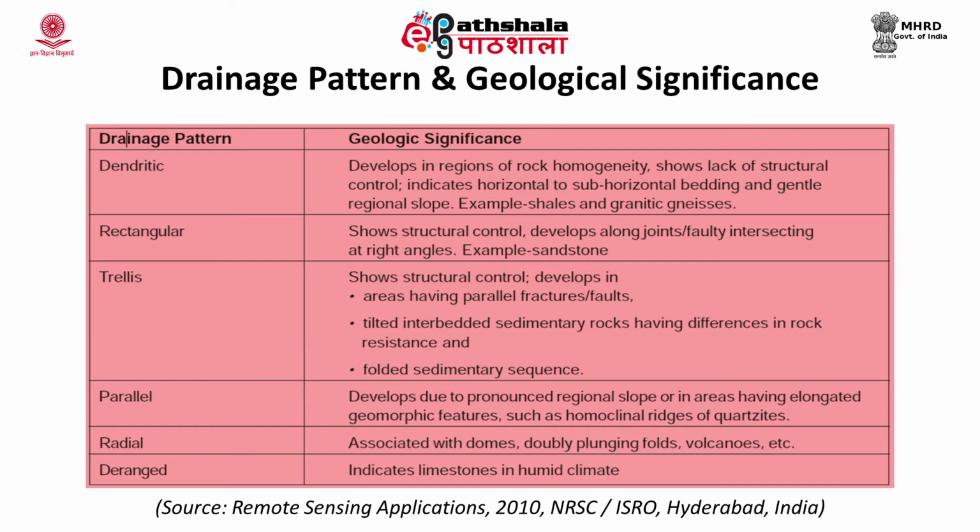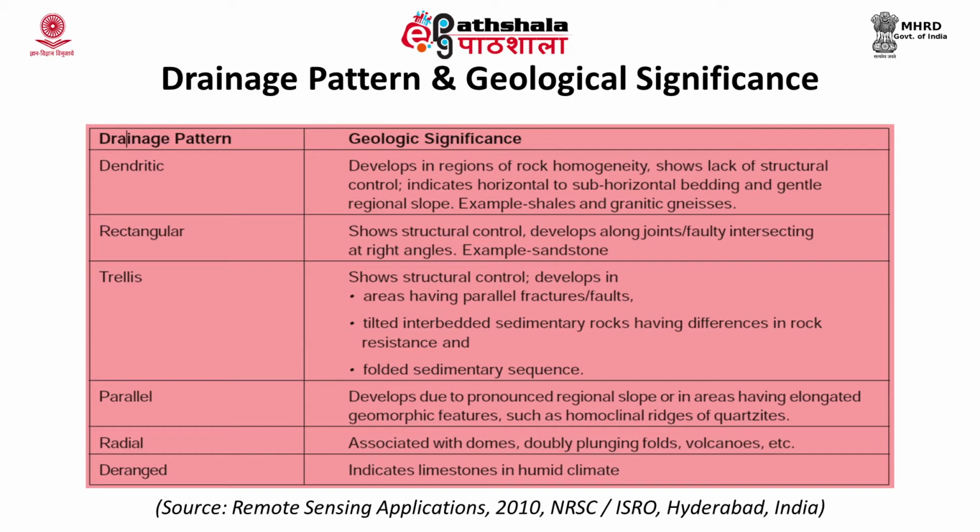A rectangular drainage pattern shows structural control and develops along joints and faults intersecting at right angles. For example, if you have a sandstone area with structural control, you will get this kind of drainage pattern. A trellis pattern also shows structural control, and develops in areas having parallel fractures or faults, tilted interbedded sedimentary rocks and differences in rock resistance, and also in folded sedimentary sequences. So, here we get information about the overall rock type based on the drainage pattern.